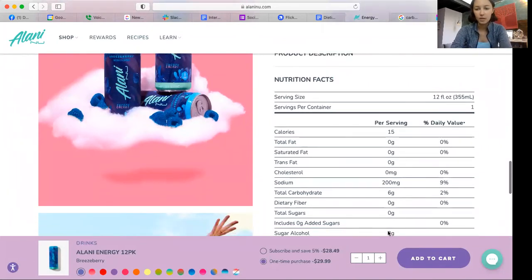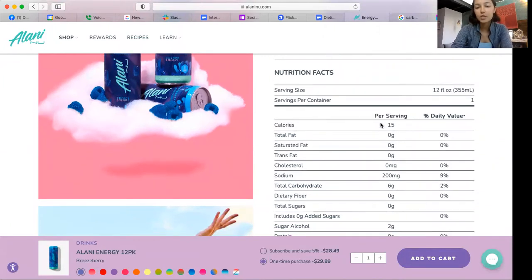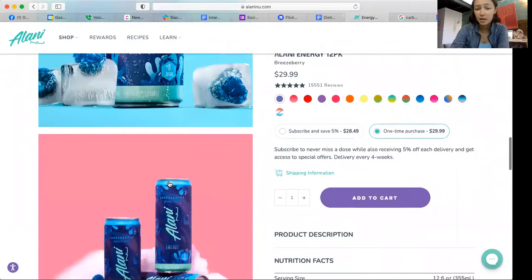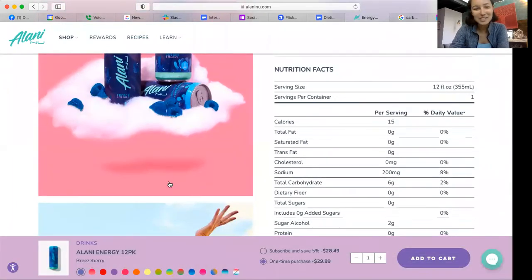Let me just walk through this with you. Okay, I don't want to add this to my cart. Get away. So nutrition facts, let's look at that. Calories 15. Okay, so we know they're obviously doing something here to create lots of fun flavors like breezeberry. So anytime you see low calories and you see flavors, you're like, hey, where is that coming from? Because it's obviously artificially added here.